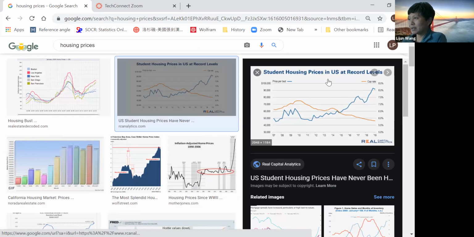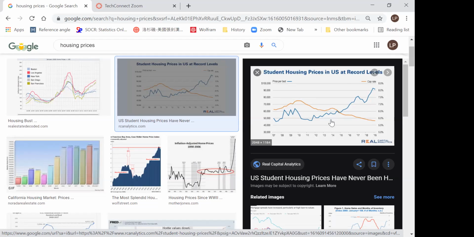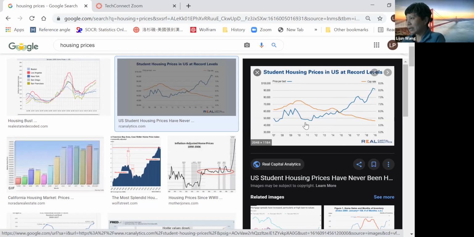Student housing prices in US at a record level. We have two graphs here. Do you guys see this graph? Yes. Okay. So there's certainly a legend. And this is a capture rate, and this is price per bed. Look at the blue, price per bed. Actually, it didn't show right now. It showed up to 2019.